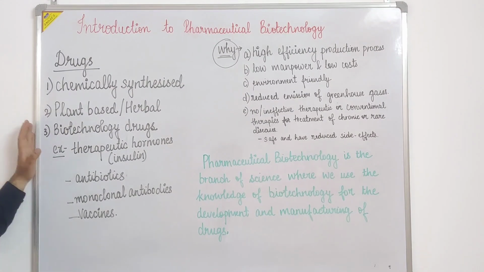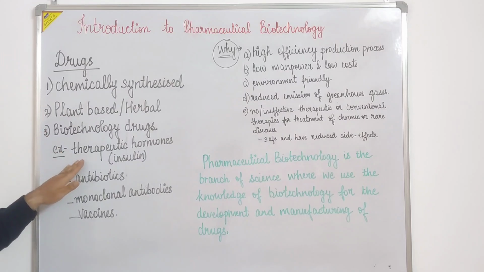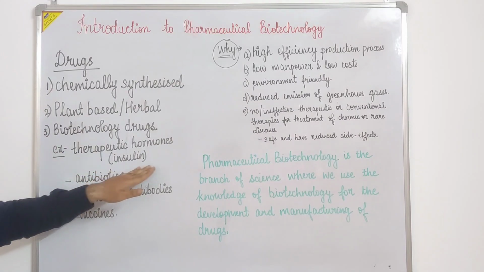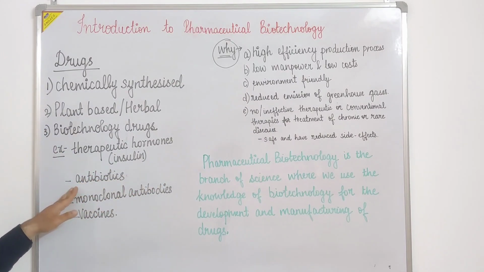So this class of drugs are produced by the techniques of biotechnology. For example, therapeutic hormones like insulin or human growth hormone. Then we have antibiotics like penicillin. Then we have monoclonal antibodies, and then we have vaccines.